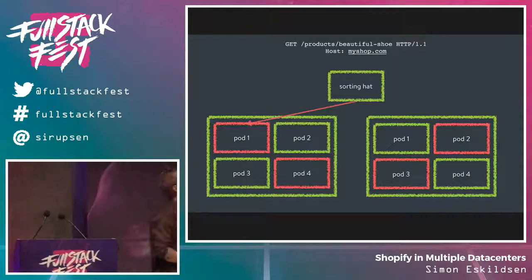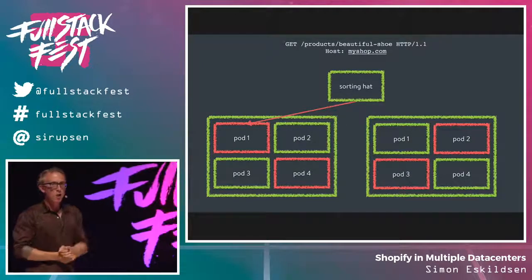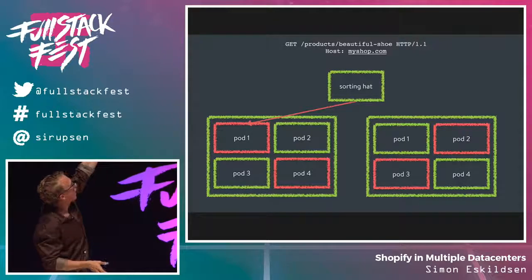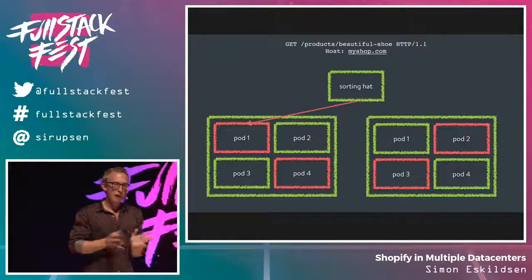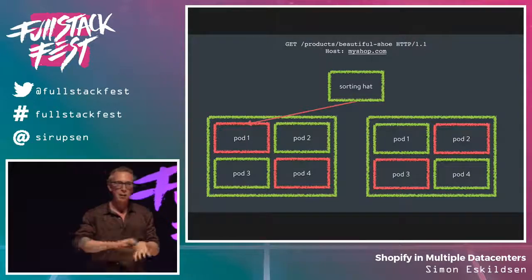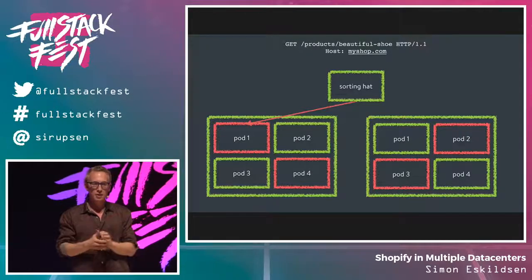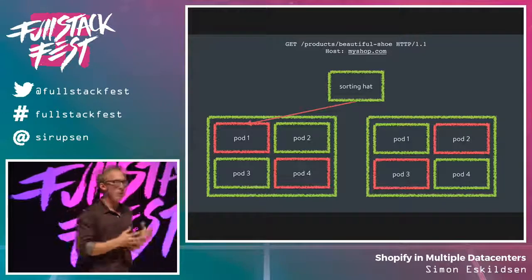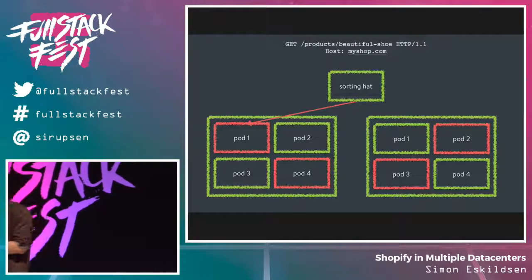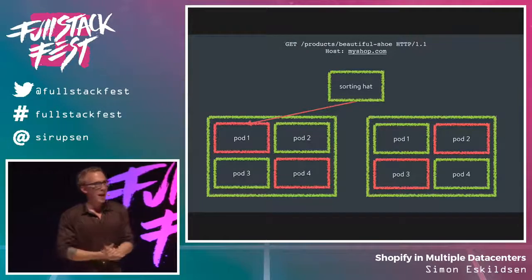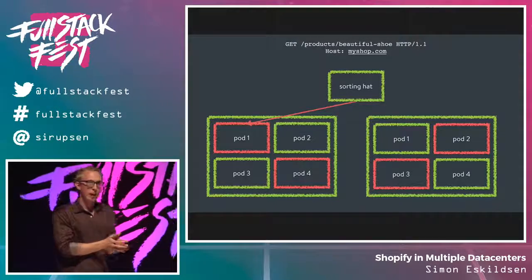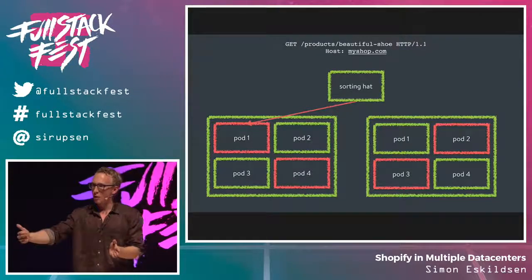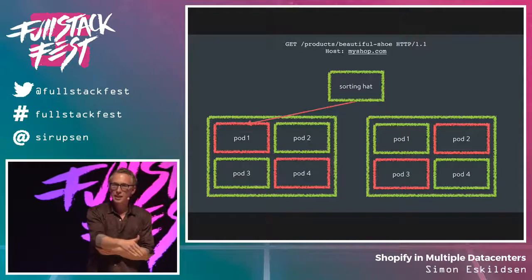So let's see what that looks like. If we get a request in this setup, you do a request where you get to these beautiful shoes on myshop.com, and myshop.com resolves to one of our IPs. Our IPs are announced out of multiple data centers, and you go to the closest data center and enter our network. When you enter our network, you reach this software very dearly called Sorting Hat. What Sorting Hat does is look at the request, think a little bit, decide which pod this request is destined for, and then route it to the appropriate data center.